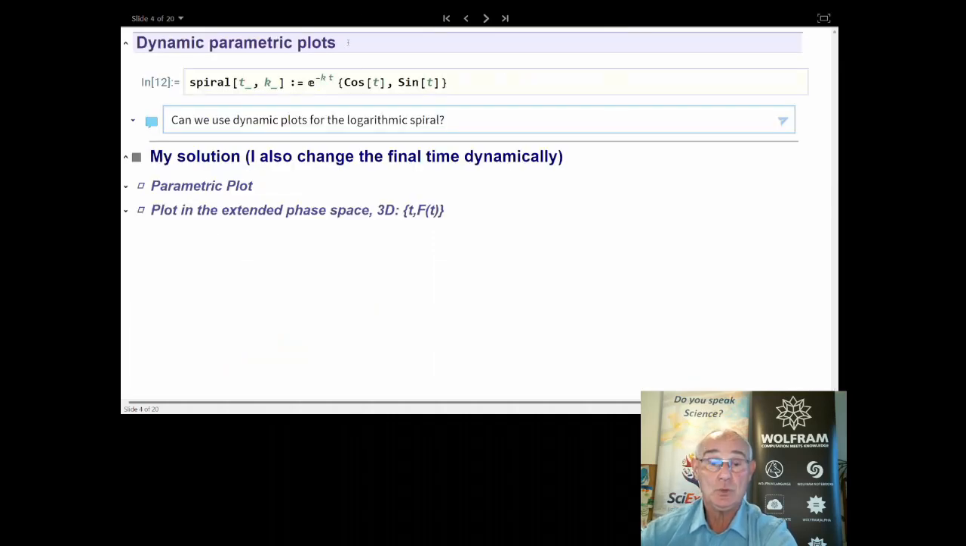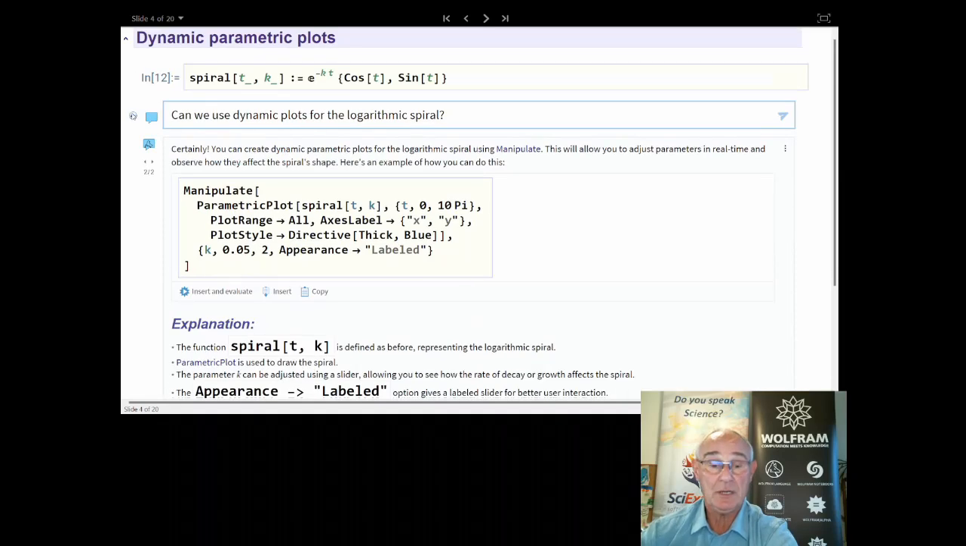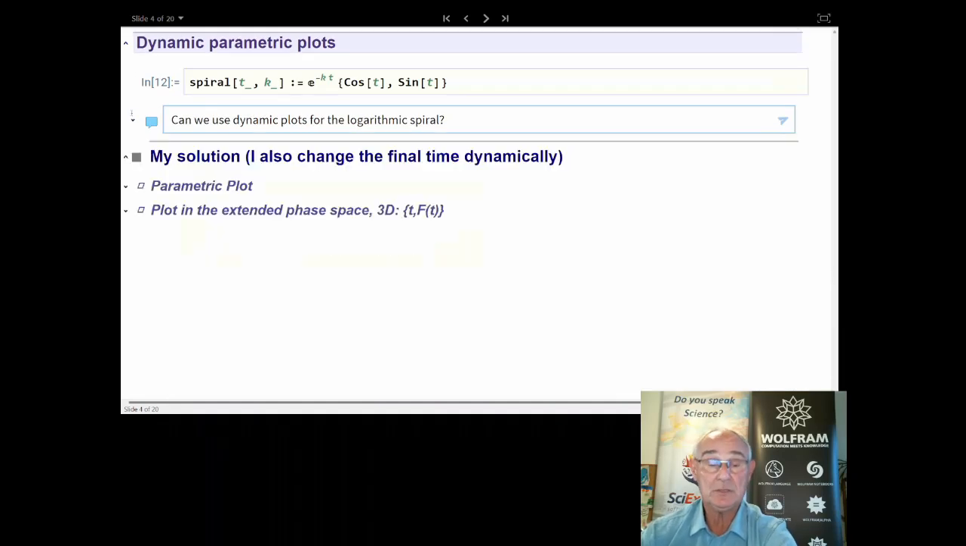How to draw the parametric plot dynamically? That's my question to the Notebook Assistant. The answer is correct. The code is given. Notebook Assistant gives me the result including my former definitions. So my former developments are also used in the answer the Notebook Assistant gives me.